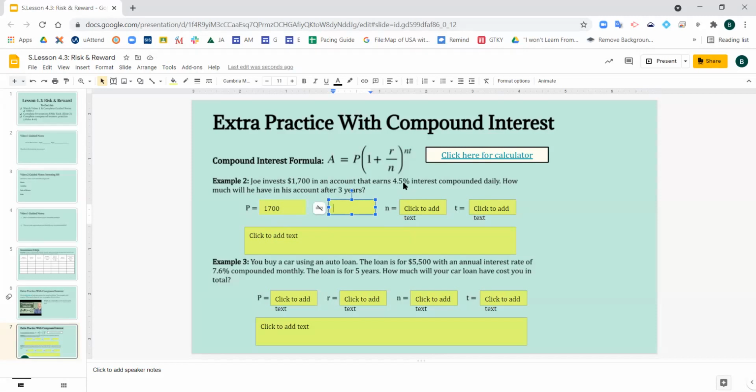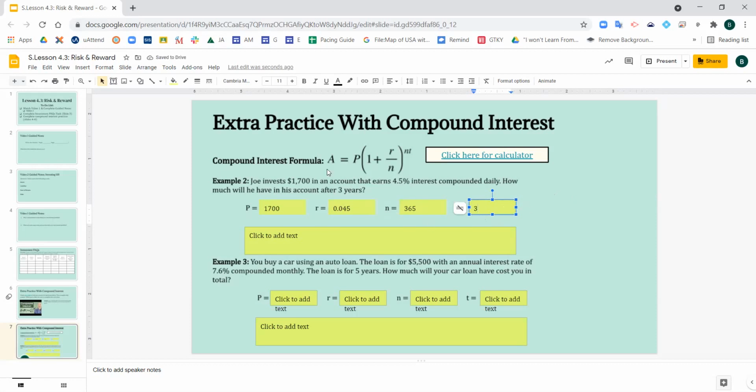If you put that into your calculator, 4.5, hit that percent button, it'll give it to you as a decimal. You can also move the decimal point over to the left. Either way, you're going to get 0.045. N is the number of times that we're compounding per year. And here it's telling us that it's compounded daily. There are 365 days in a year, so that means that this interest is getting compounded 365 times every year. And then T, our time, is how many years. In this case, it looks like we're going to let that interest compound for 3 years.